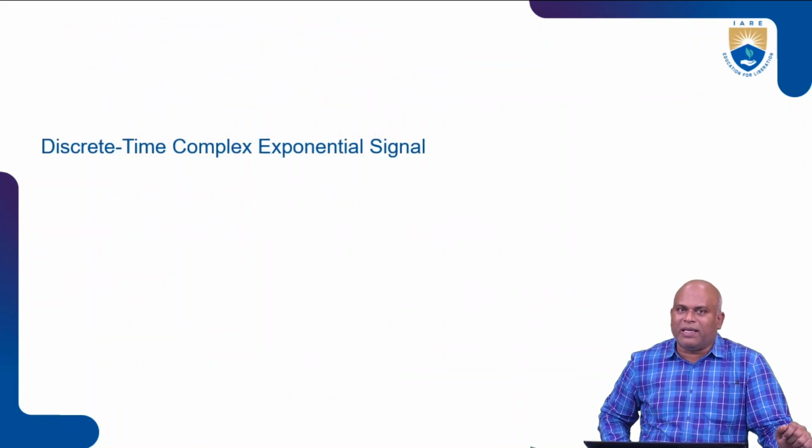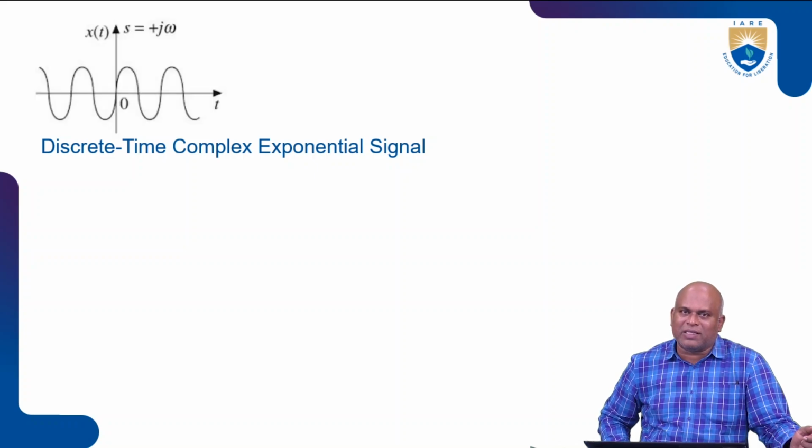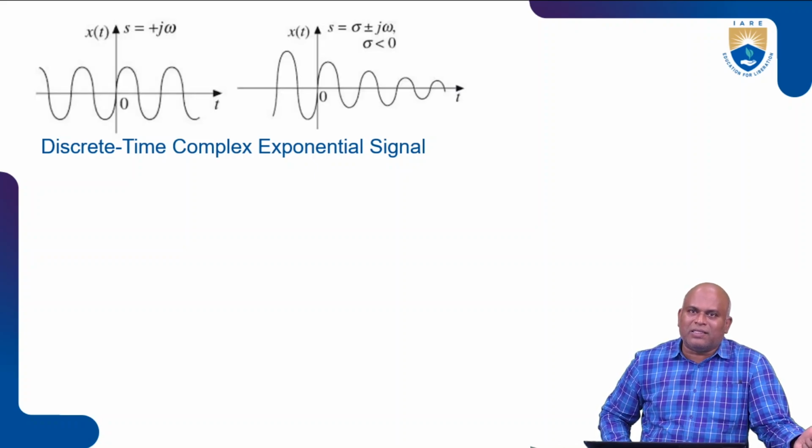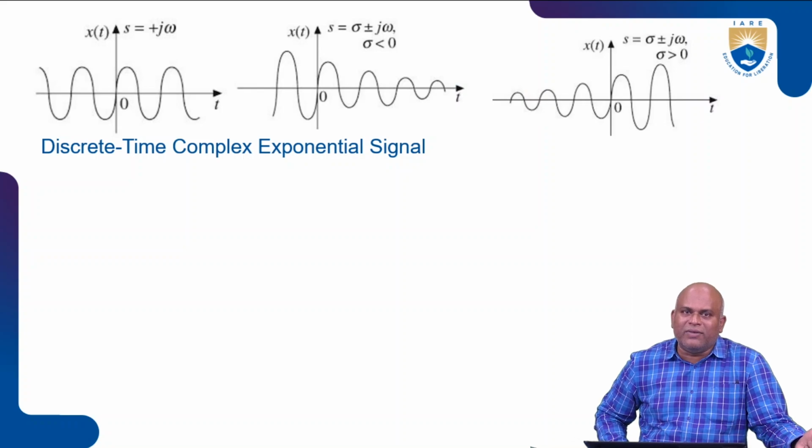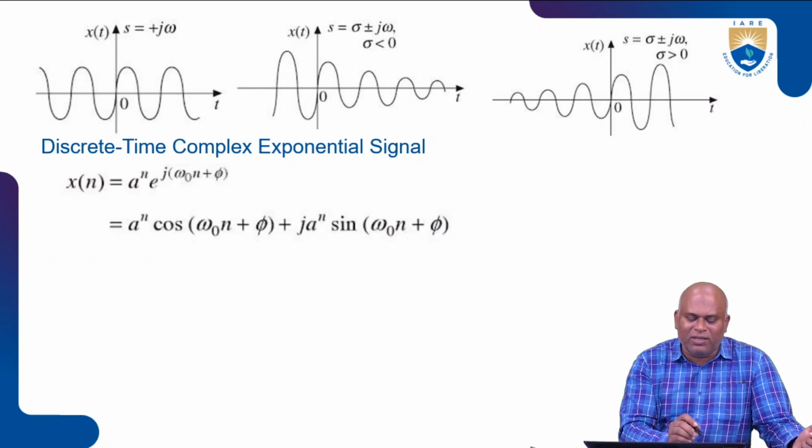So this is the way we may represent a signal in the case of continuous values. Then the discrete complex exponential signal we represent as x[n] = a^n e^(j(ω0 n + θ)). This a^n I should take as the constant. This e^(j(ω0 n + π)) I should write as cos(ω0 n + π) plus j a^n sin(ω0 n + π).